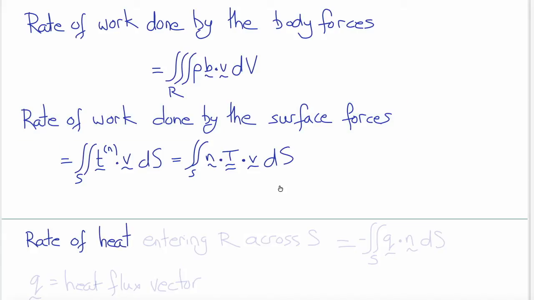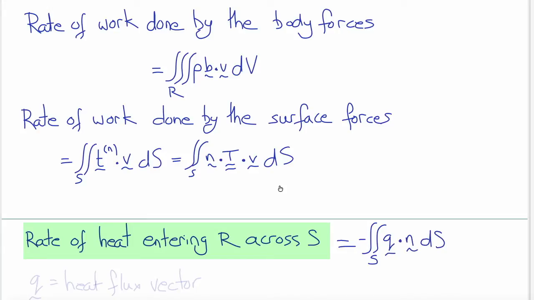Finally, the rate of heat entering the region R across the boundary S equals negative of the surface integral of Q dot N dS, where Q is the heat flux vector, N is the outward normal to the surface, and therefore Q dot N is the outward heat flux. Therefore, negative of the surface integral of Q dot N is the total rate of heat entering.